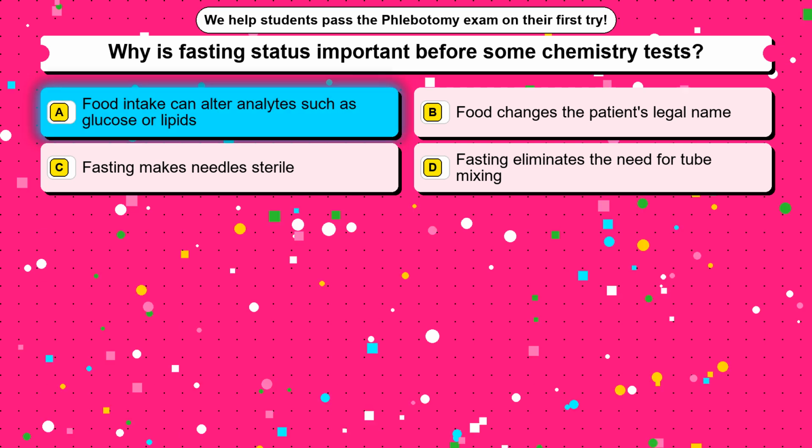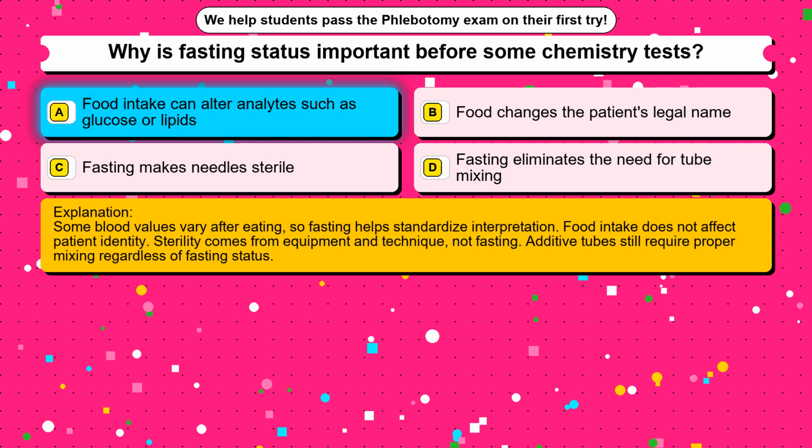The correct answer is option A. Food intake can alter analytes such as glucose or lipids. Some blood values vary after eating, so fasting helps standardize interpretation. Food intake does not affect patient identity. Sterility comes from equipment and technique, not fasting. Additive tubes still require proper mixing regardless of fasting status.